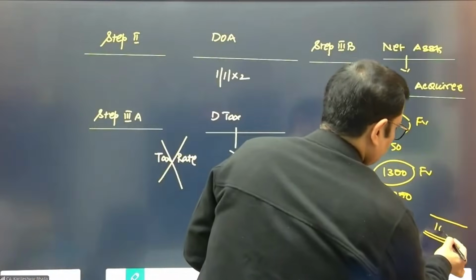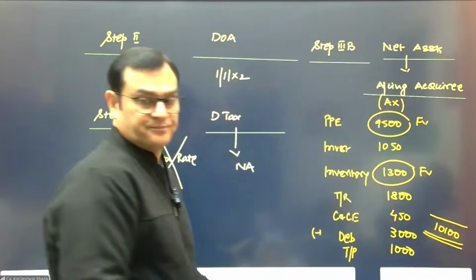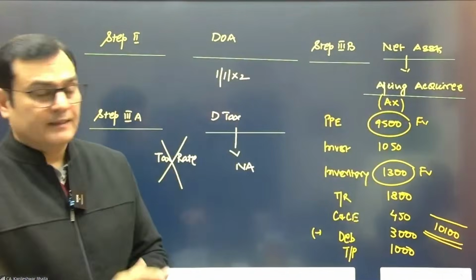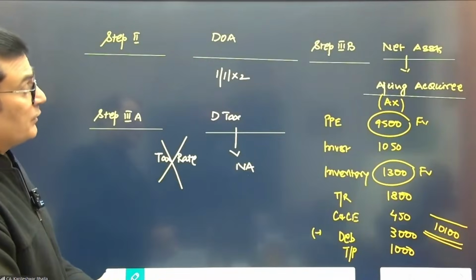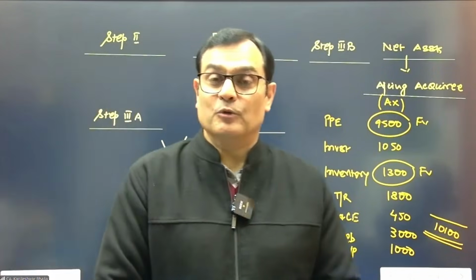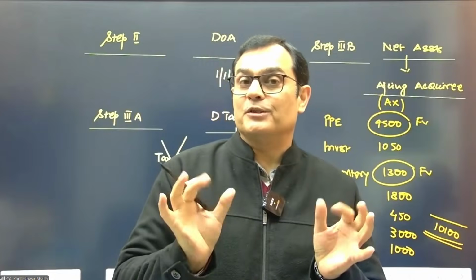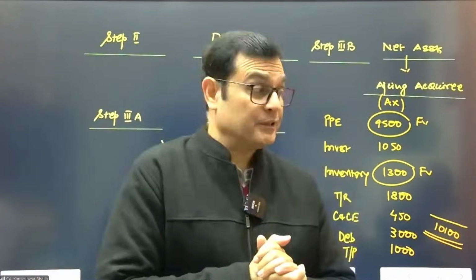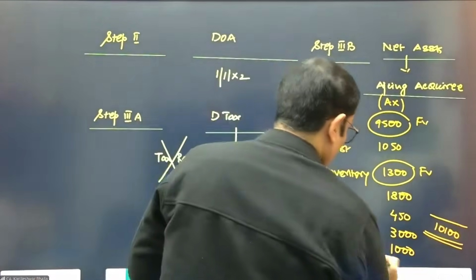I think it's coming to 10,100, I guess. Correct. Right. So I think nothing too technical so far. I think the crucial step begins when you come to step number 4. So now let's go on to the calculations of the purchase consideration, step number 4.